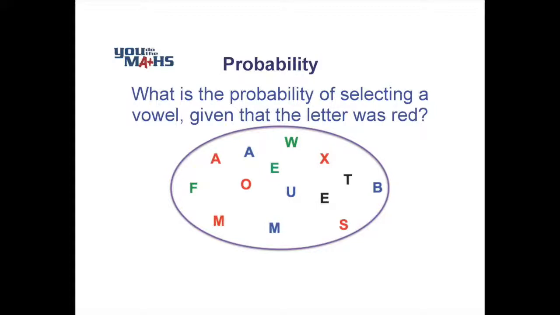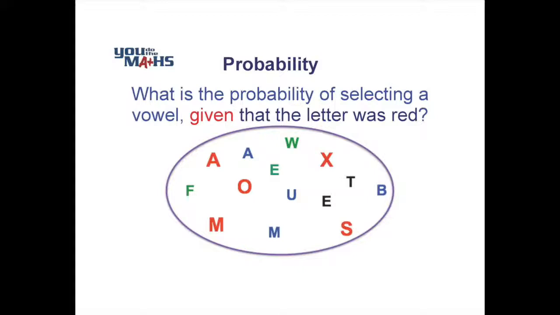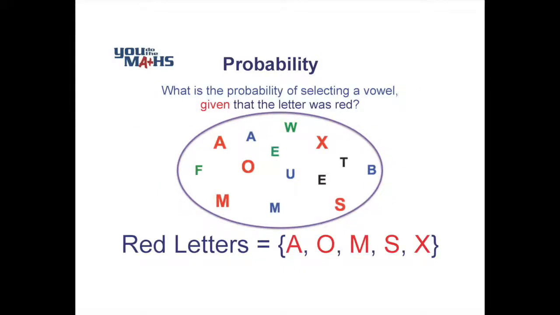In this question we're being asked what is the probability of selecting a vowel given that the letter was red. So our condition is that the letter has to be red. So let's first of all identify all the red letters in the diagram. You can see here we've done that by putting these letters in bold. We'll actually now list all the possible red letters, and there are 5 of them. So in a sense there's 5 possible outcomes.